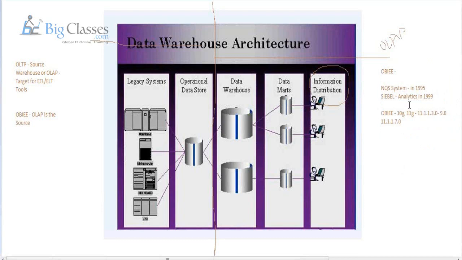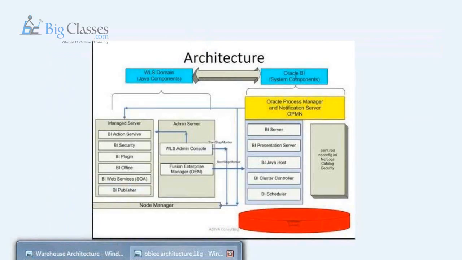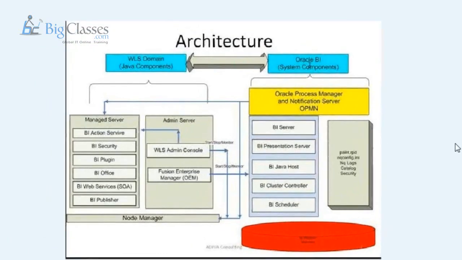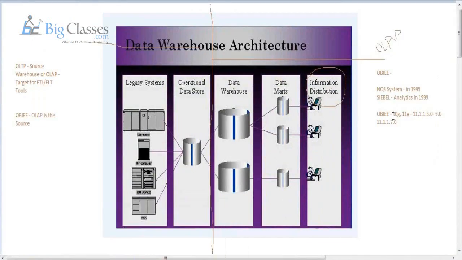Right. Okay. This is the history of OBIEE. When it comes to architecture, there is a lot of difference between the 10G version and the 11G version. In 10G, there is no WebLogic concept. Has anyone heard about WebLogic? Basically, WebLogic is a server where we can install many applications. So this is the simple OBIEE 11G architecture.